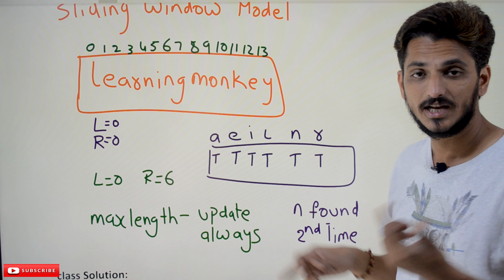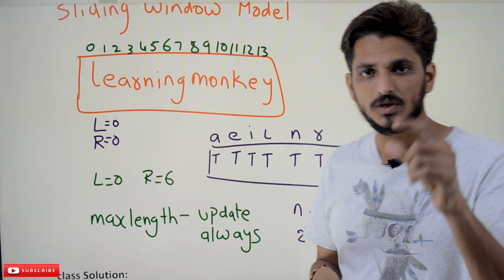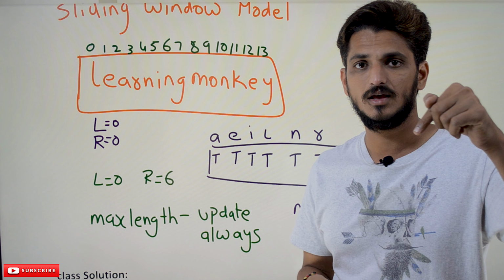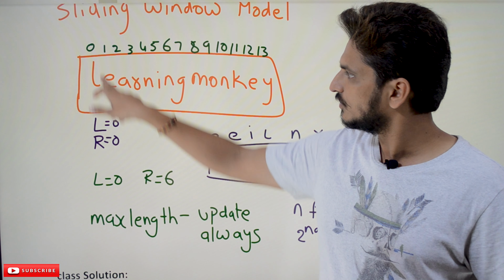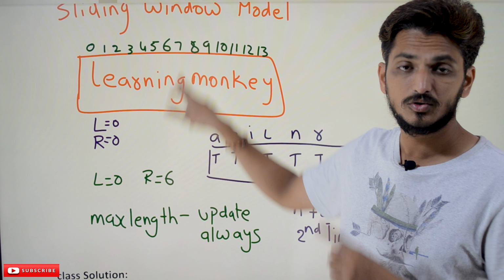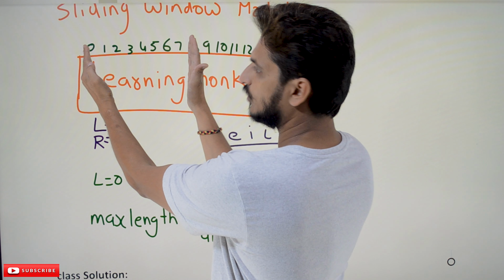At N we are finding it as true. True means already visited character. We are not supposed to take that. Now consider, what is left pointing to? 0th position. What is R pointing to? 6th position. This is what our window is.